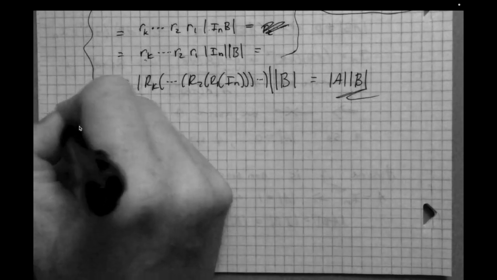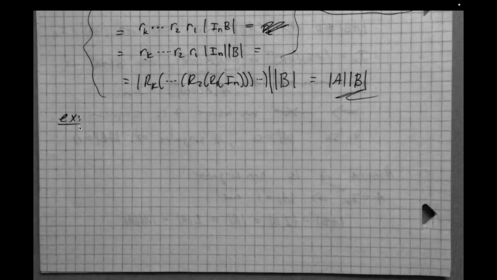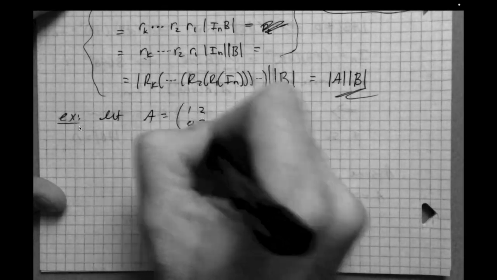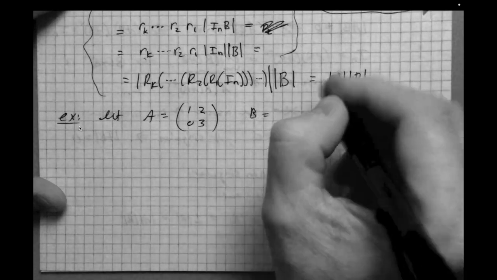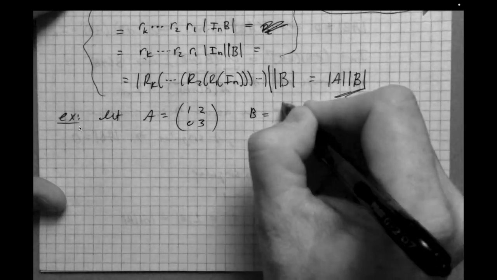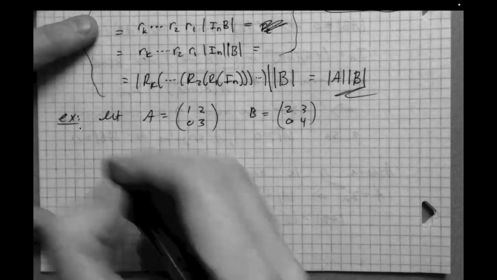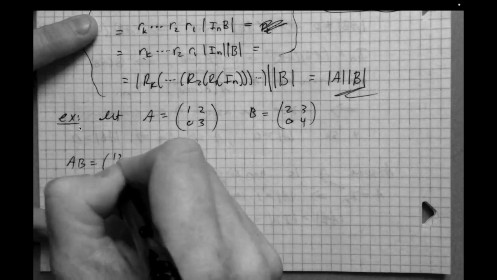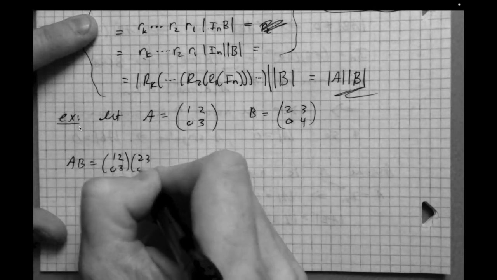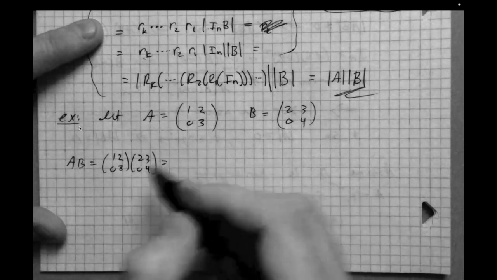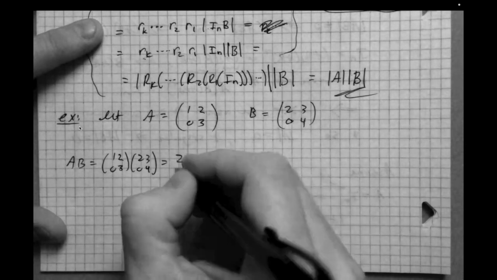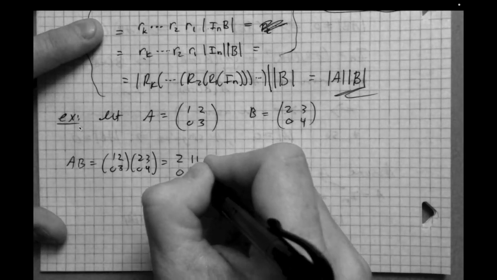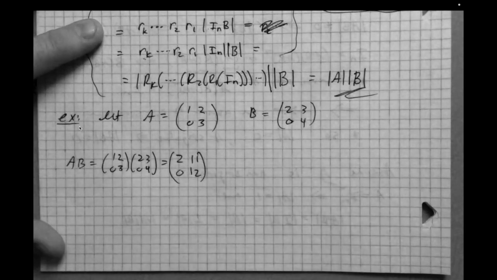Let's do an example just to kind of see it with our own eyes. So let's let A equal 1, 2, 0, 3, and we'll let B equal 2, 3, 0, 4. Okay. Then we can multiply A and B together. So 1, 2, 0, 3 times 2, 3, 0, 4. And we get 2, 11, 0, and 12. Okay.